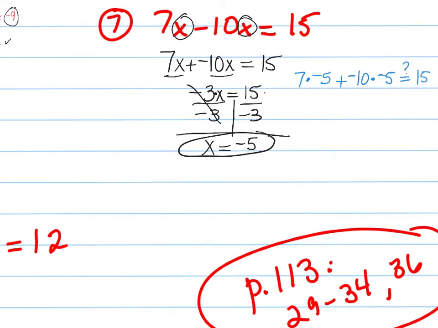Your check is just the order of operations. So I've got to multiply this together. What's 7 times negative 5? Negative 35. Plus, what's negative 10 times negative 5? Positive 50. There's 2 of them, right? Negative 35 plus 50 is? It's 15. You take 50 minus 35, which is 15. Take the sign of the 50, which is positive, and it checks.